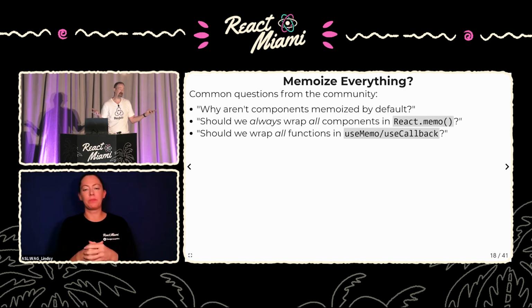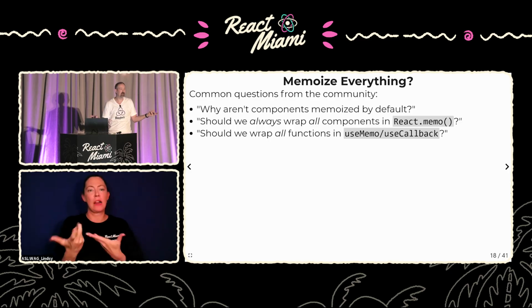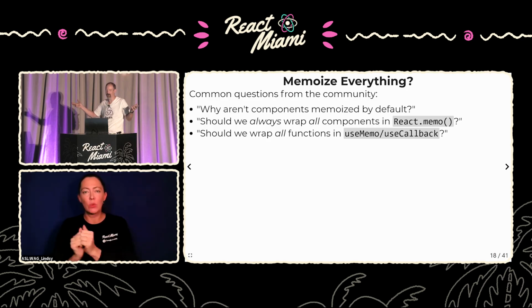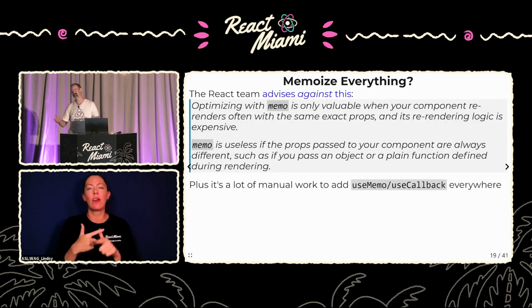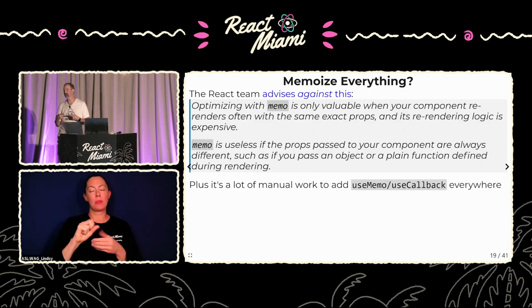I've heard so many times over the years, why doesn't React just memoize everything by default? Why isn't this built in? Should we wrap all our components in React.memo? Should we wrap everything in useCallback? And historically, the React team's advice has been, don't do this. It's a lot of effort. There are times when a component always gets new props anyway. And that means you're wasting time doing comparisons that will always return false.